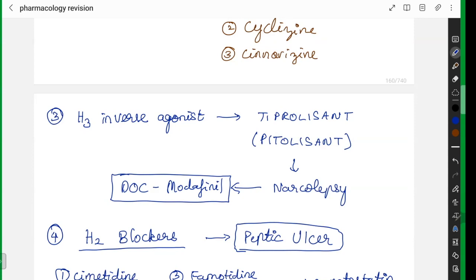So what is the drug of choice if you ask me? Modafinil is the drug of choice. I have already discussed modafinil when I discussed your CNS. But what are the other drugs you can give there? Tiprolisant can be given, or the other drug is going to be pitolisant. These two are H3 inverse agonists. That's all about your H3.